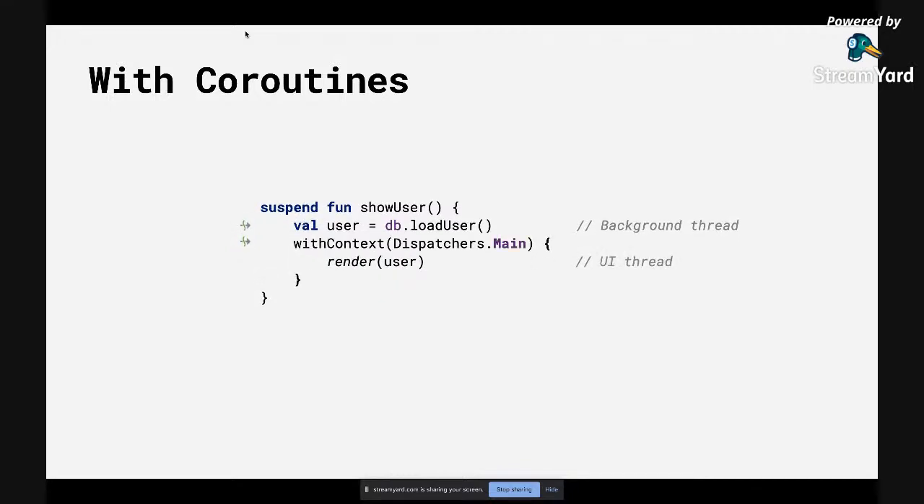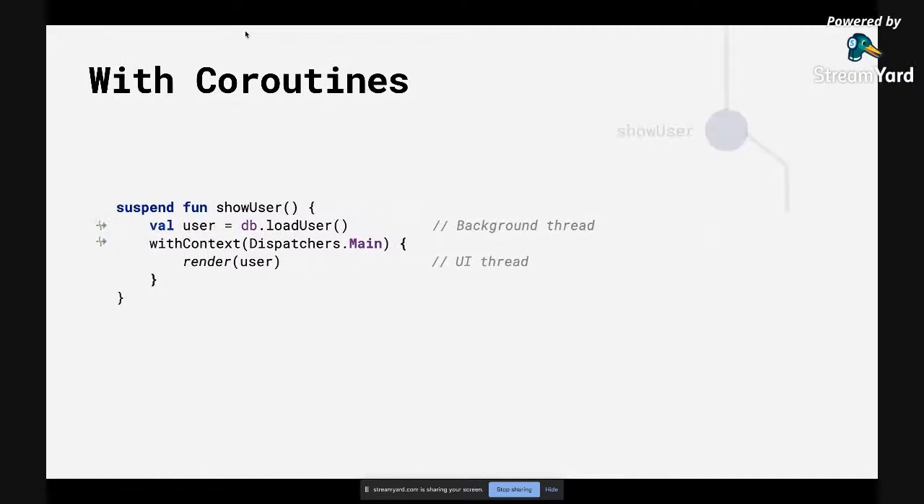In that case, we can just use the withContext function, which allows us to switch the thread inside the suspending function. So it will switch from the background thread to the UI thread, and the render function will be called in the UI thread. And that's pretty much it, that's how you can convert a synchronous function into asynchronous using coroutines.